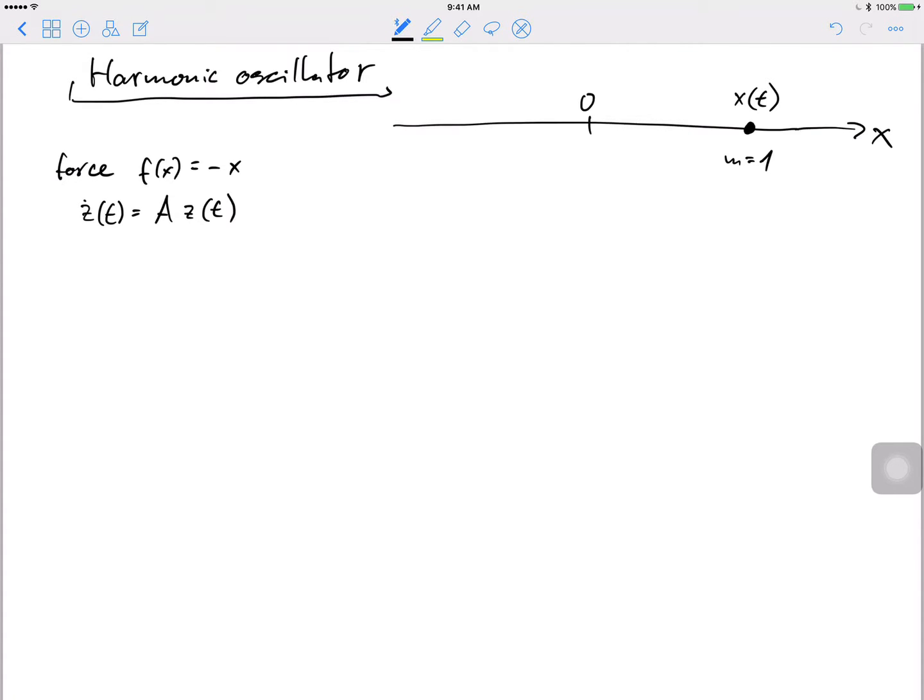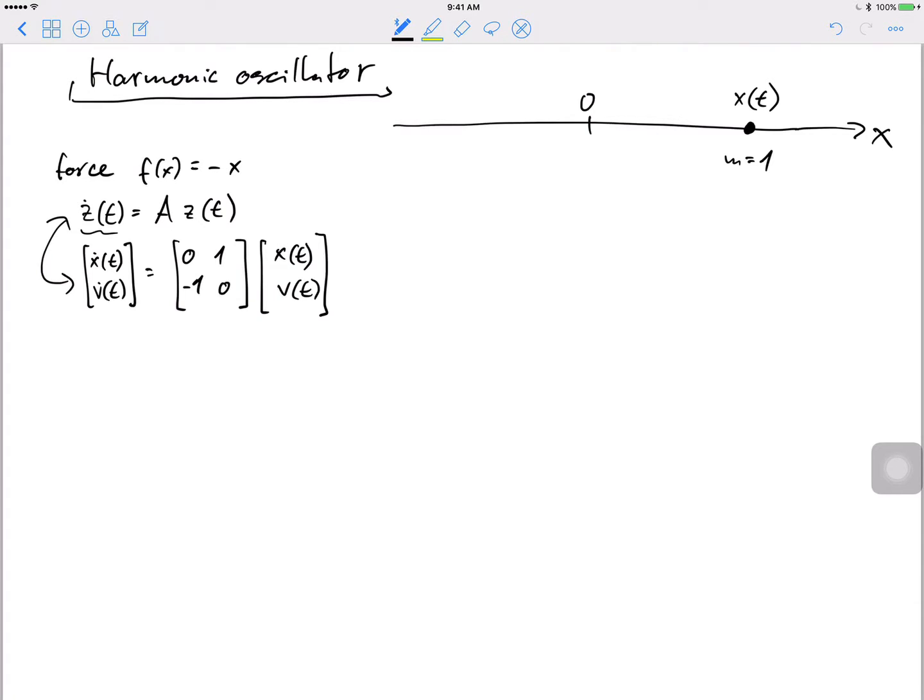Maybe I'll just remind you the notation. So what this z was, that was a concatenation of x(t) and v(t). So this is a 2x1 vector. The A matrix is the minus 90 degrees rotation matrix. So that looks like this. And this is just the x(t) and v(t), okay? So this is exactly the same thing. This is just a different notation for that, okay? So that is clear, right? If you have any questions, just interrupt me.